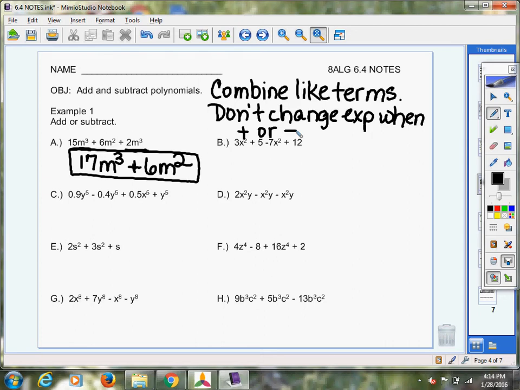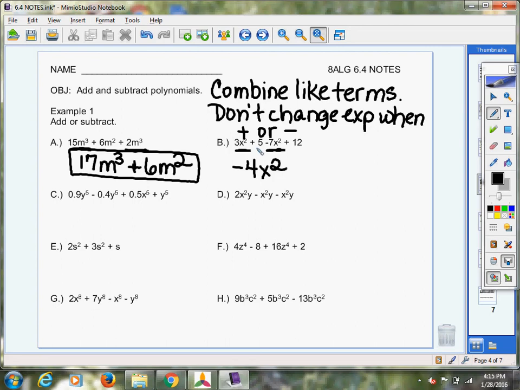All right, let's shift over to letter B. We've got 3x squared and negative 7x squared. They have the same variable and the same exponent on that variable, so we need to combine them. Take the coefficient 3 and the coefficient negative 7 and add them together. What's 3 and negative 7? You could look at it as 3 plus negative 7 or 3 minus 7. However you look at it, you get the same answer. And if you got negative 4x squared, you're exactly right.